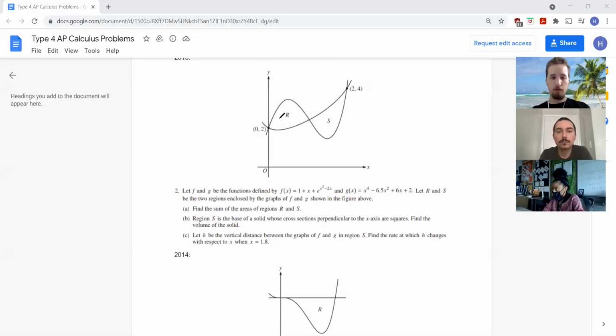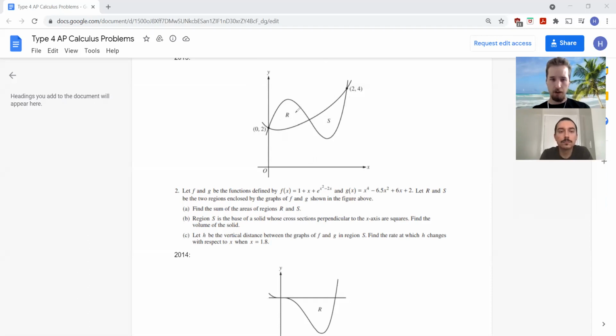So we have two functions here, f of x and g of x. And so they intersect so that R is made up of g of x minus f of x here. So let me put this. So this is g of x in green.